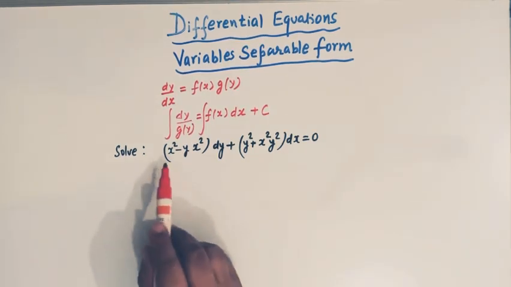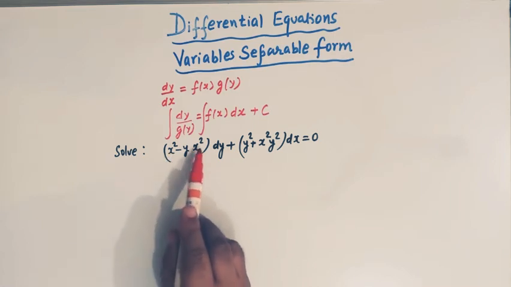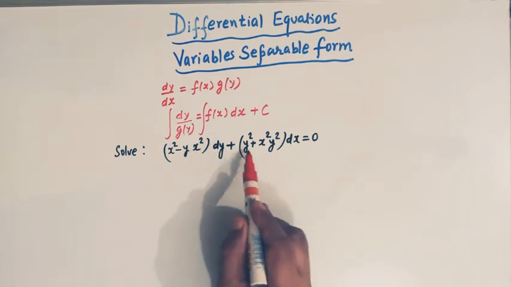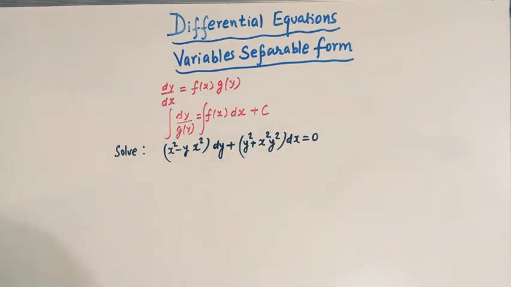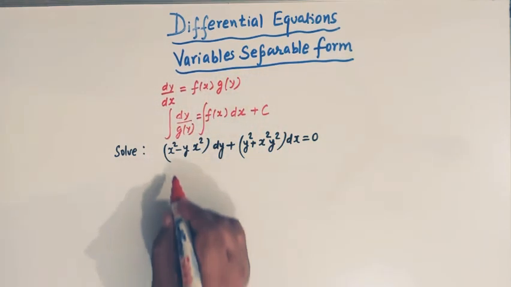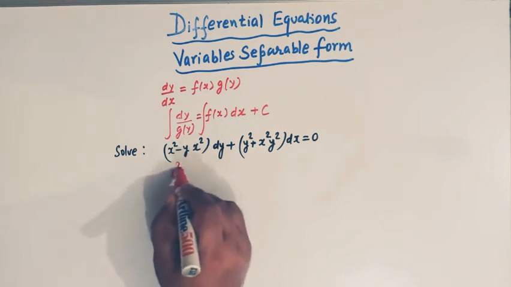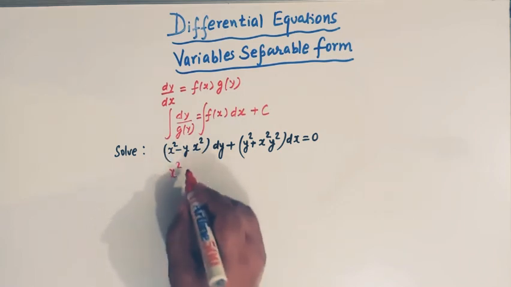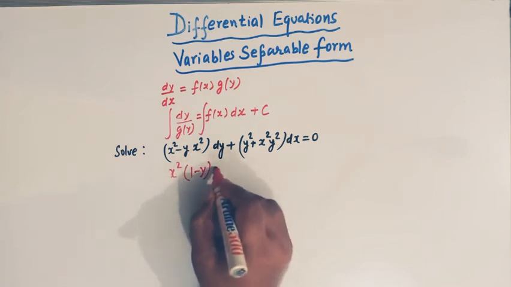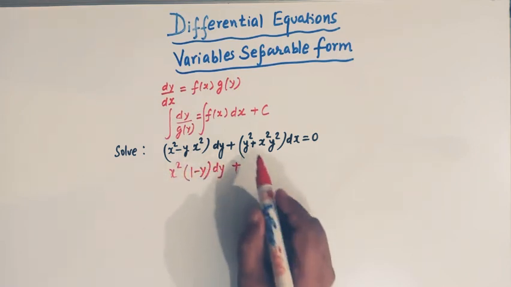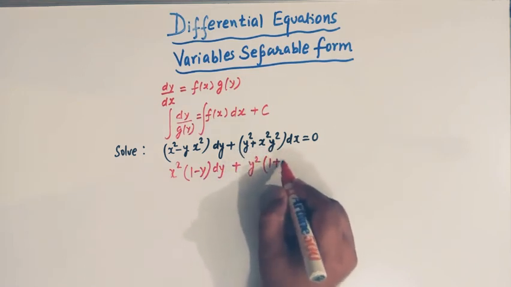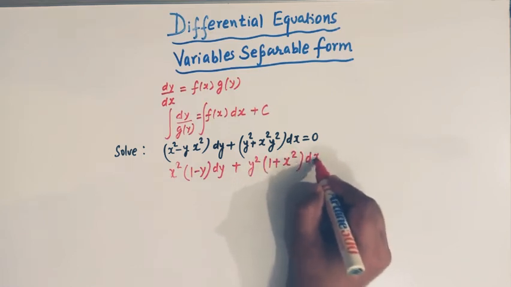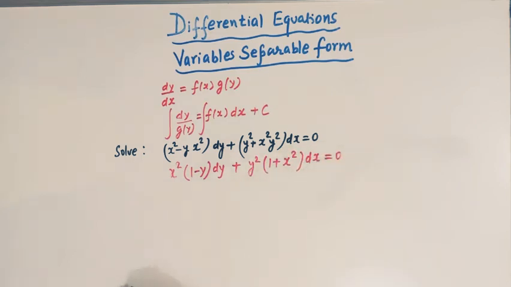Now let us take this problem. Here we have (x square minus y x square) dy plus (y square plus x square y square) dx equal to 0. Now here again we'll make use of the variable separable form. So taking x square common from this expression, so we have (1 minus y) dy plus, here we'll take y square common, so we have (1 plus x square), and here we have dx, that is equal to 0.